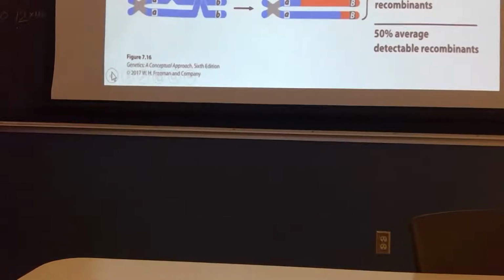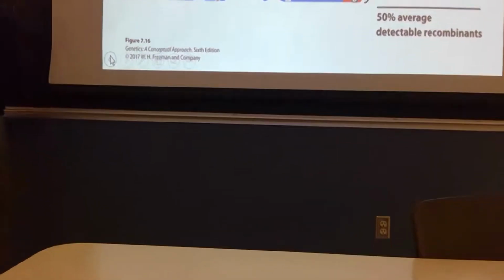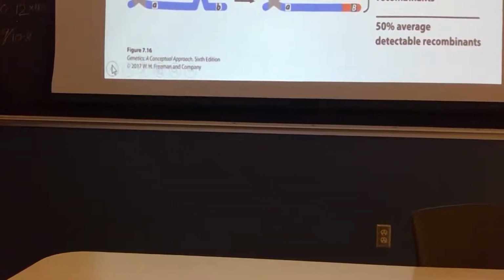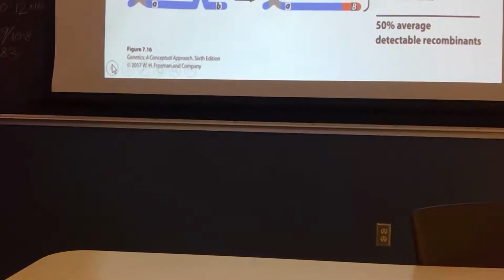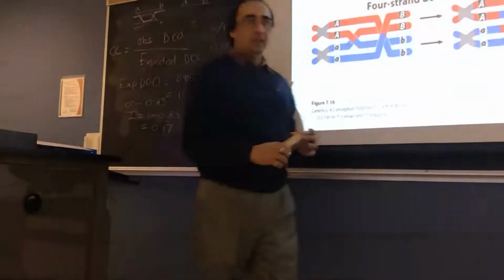But what we got, observed DCO, was 9. So 9 divided by 10.8 is 0.83, which is 83%. That is our CC. If CC is equal to 0.83, then what is the interference? Interference is equal to 1 minus 0.83, which is 0.17. So the interference is very low here.